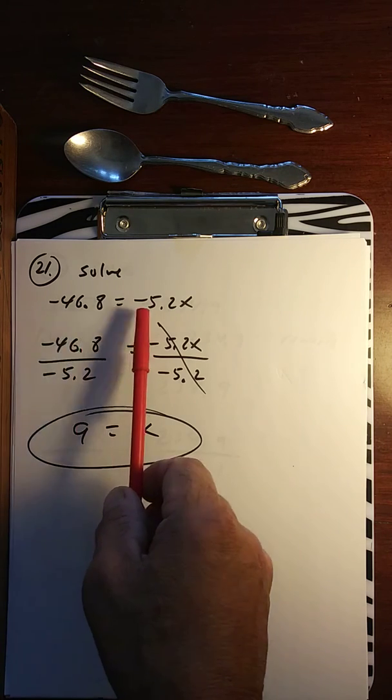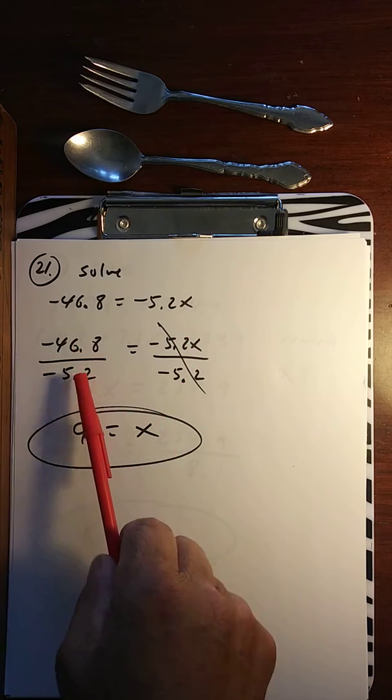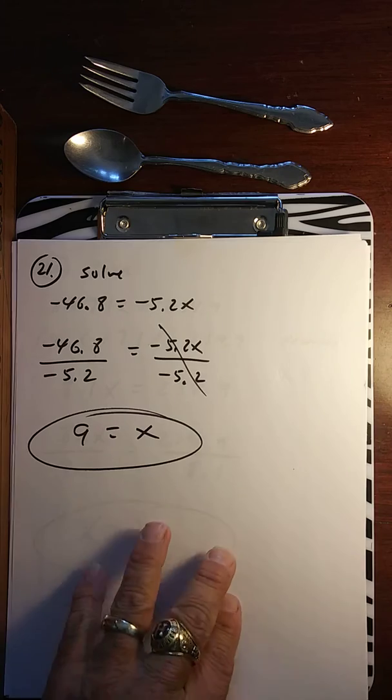Negative 46.8 equals this. Divide both sides by negative 5.2. This divides it out, it's gone. So this one divides this exactly. Negative by negative is a positive.